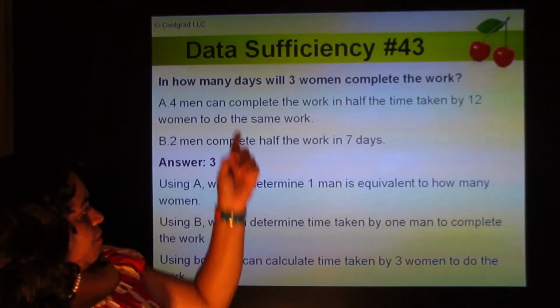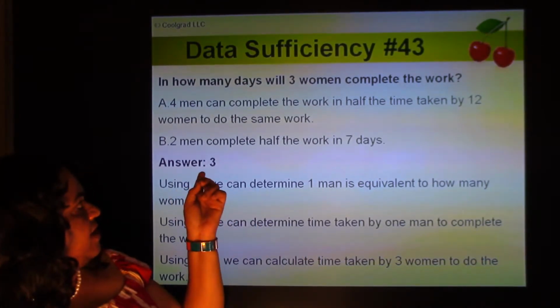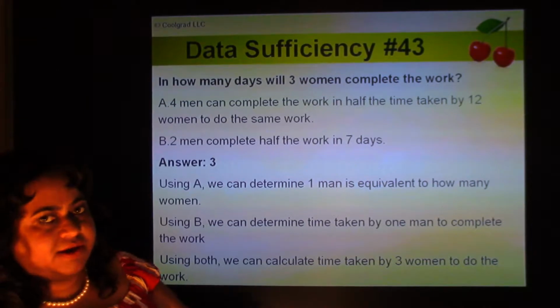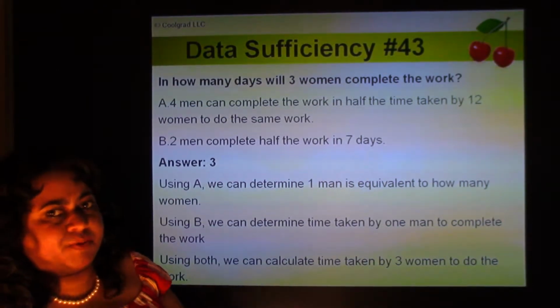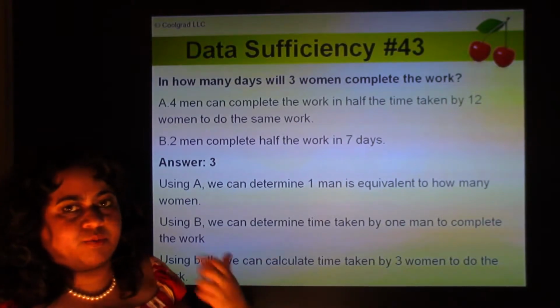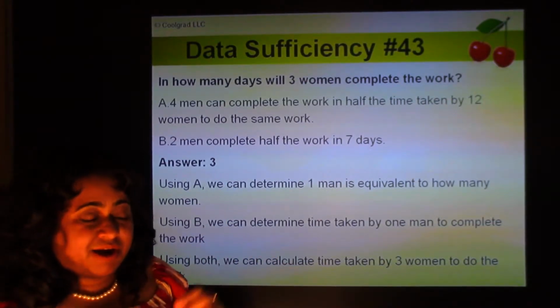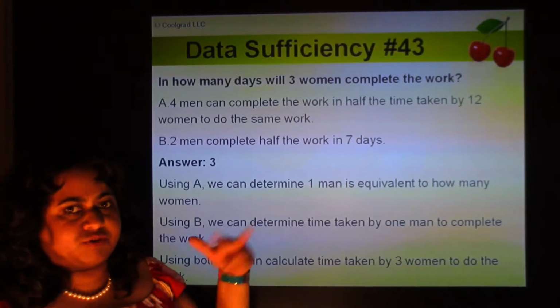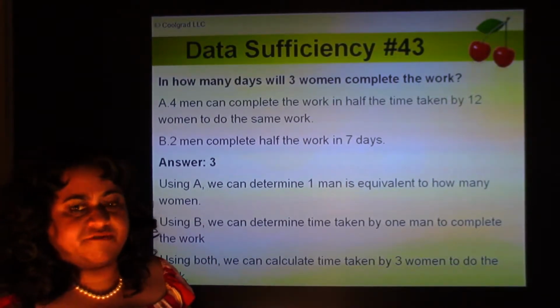So using both the statements together, we can say how much time 1 woman will take to do the work, and from that we can calculate how much time 3 women will take to do the same work. So we pick option 3. Both the statements are required to solve the problem. You don't have to sit and calculate the numbers and find the exact answer. All you have to say is if both the statements are required or either statement alone is enough.